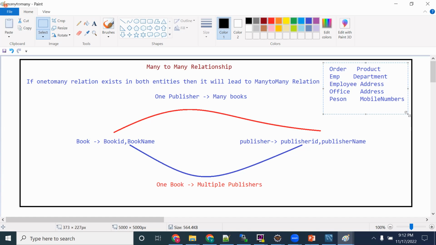Is there any rule that, hey, you are buying a TV, don't buy, it's dedicated to me only? Like that, is any rule there? No. You can buy and I can also buy. So an order can have multiple products. A product can be part of multiple orders. So, one to many on both sides, which leads to many to many.